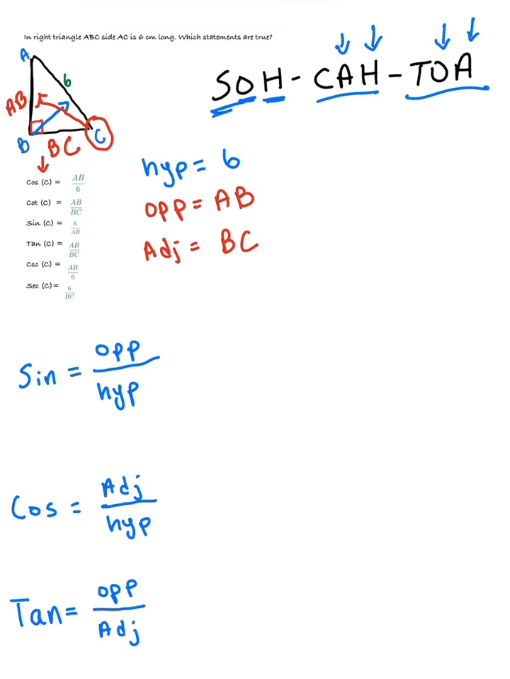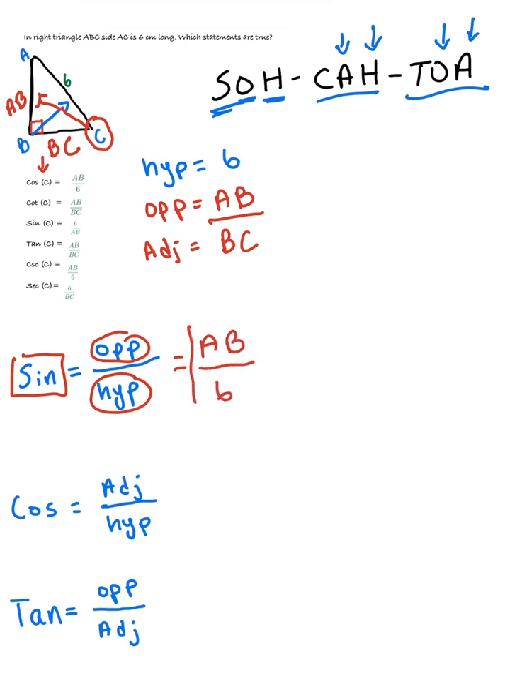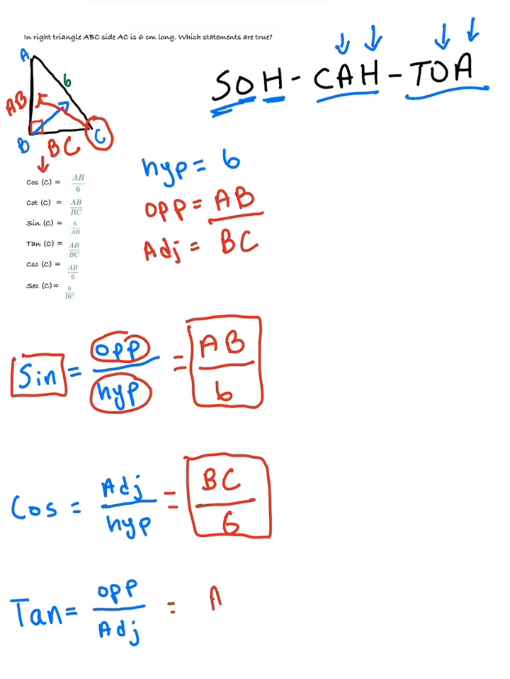Now that we identified our hypotenuse, opposite, and adjacent, all we have to do is fill in these formulas. Sine is opposite over hypotenuse, and we identified the opposite as AB, so sine is AB over our hypotenuse, 6. That's one of my answers. Cosine is adjacent over hypotenuse, so it's BC over 6. Then tangent is opposite over adjacent. Opposite is AB and adjacent is BC, so tangent is AB over BC.